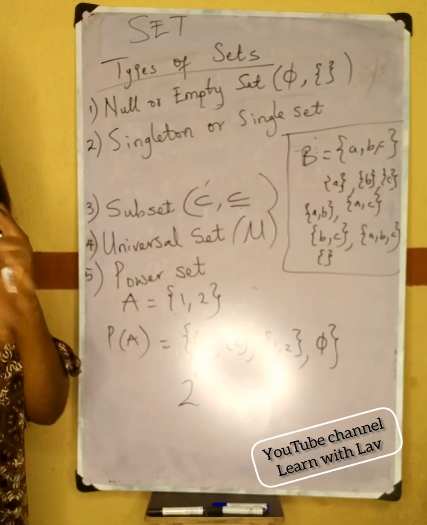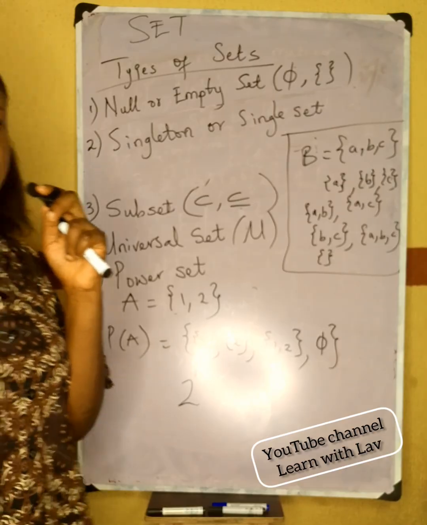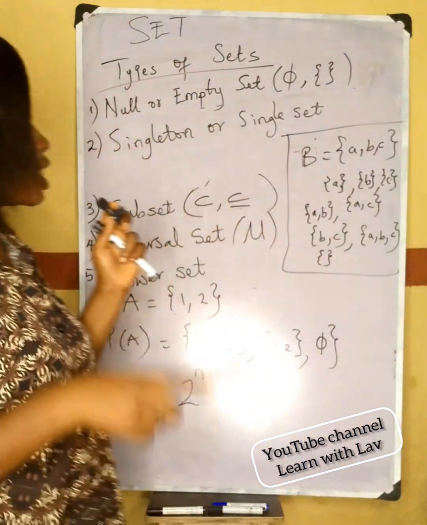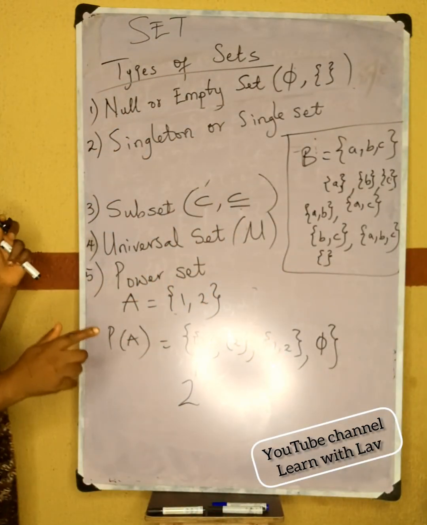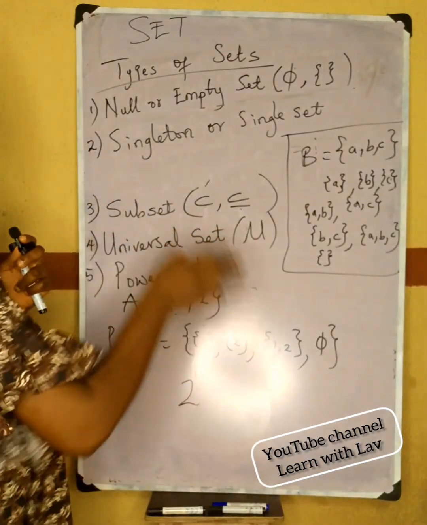So a whole set and an empty set is a subset of every set. Let's take it down. A whole set and an empty set is a subset of every set. So that's how to get power set.